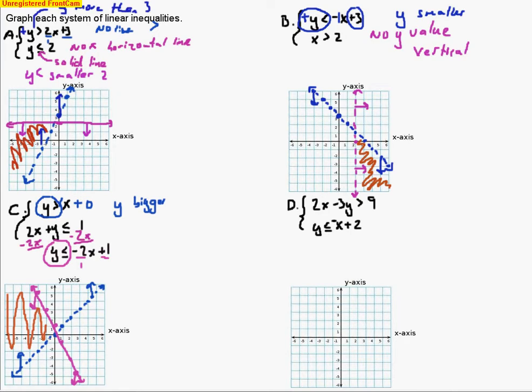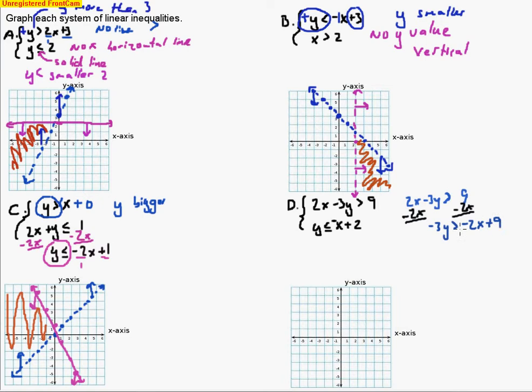Well, one more example here, and this one, again, requires some work. We need to get the y term by itself. And so first thing I'm going to do is rewrite our problem: 2x minus 3y is greater than 9. So I'm going to do an opposite operation. I'm going to move this 2x to the right-hand side and rewrite what I've got left over. That would be negative 3y is greater than negative 2x plus 9.